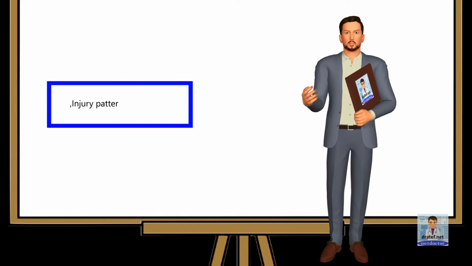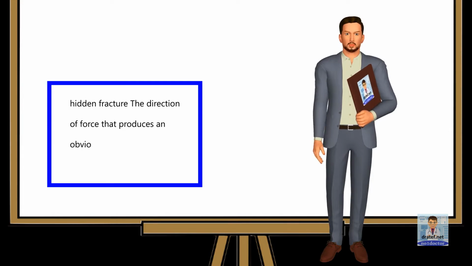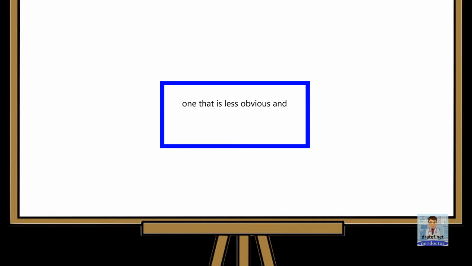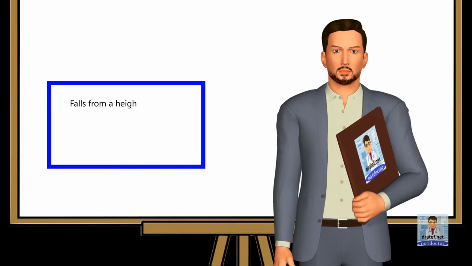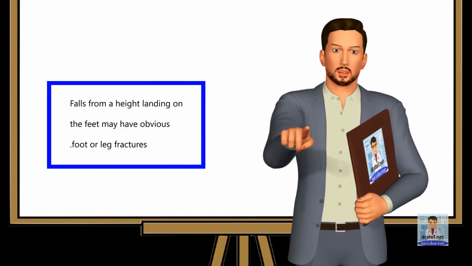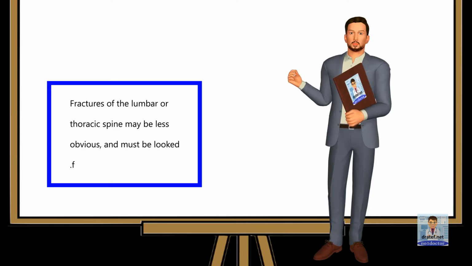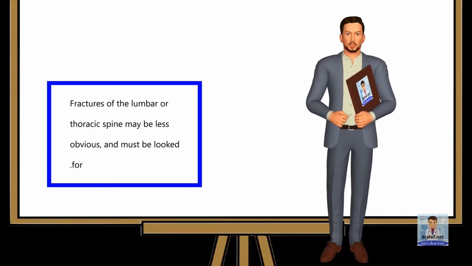Injury patterns. The second, hidden fracture. The direction of force that produces an obvious injury may produce another one that is less obvious and needs to be sought. Falls from a height landing on the feet may have obvious foot or leg fractures. Fractures of the lumbar or thoracic spine may be less obvious, and must be looked for.